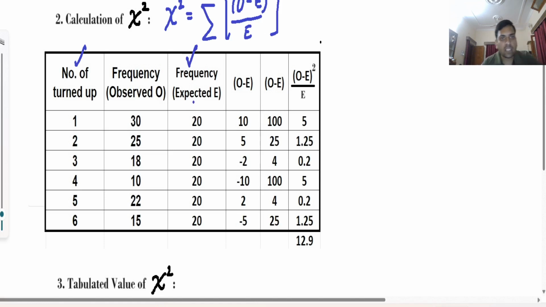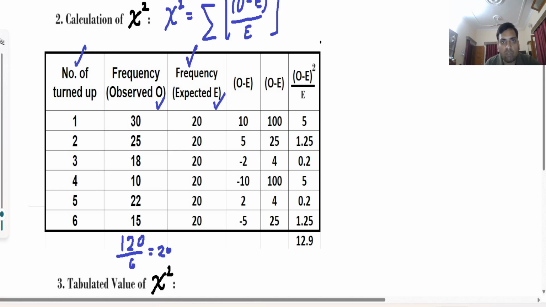To find expected frequency, we will add all the observed values. The summation of all observed values is 120, and we will divide this 120 into 6 parts. If we divide this quantity by 6, we get 20. So we will put 20 for all these numbers. The first column, observed frequency, is denoted by O, and the second, expected frequency, is denoted by E.